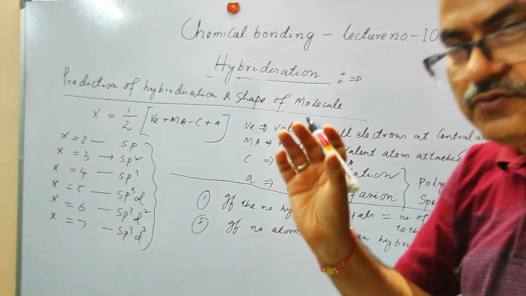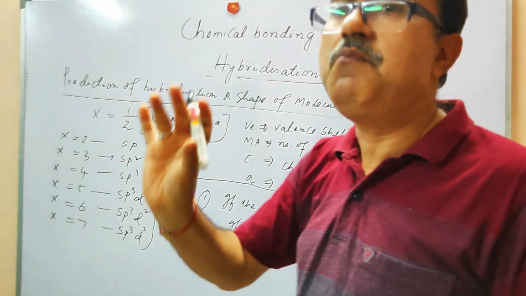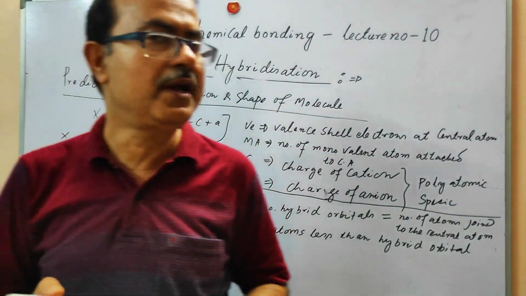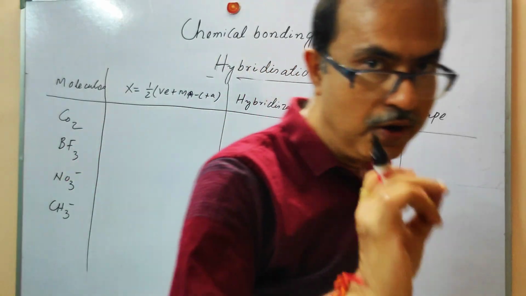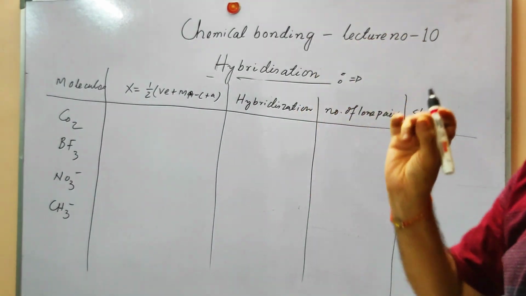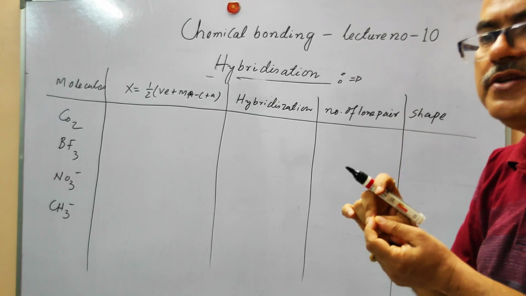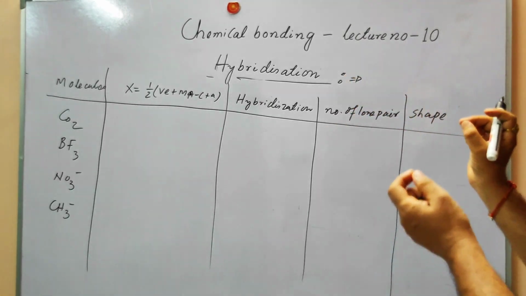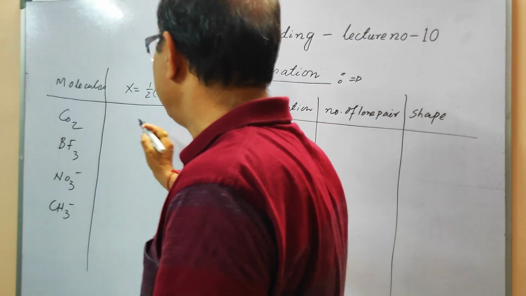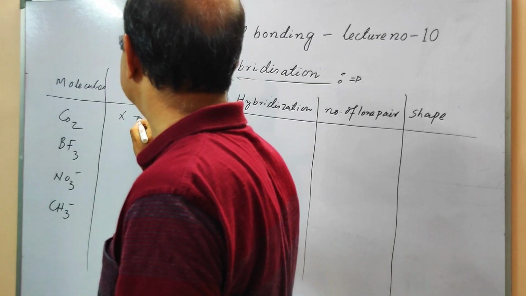So we are taking some molecules and ions to understand these two very important things and find out the hybridization. First we will understand the hybridization of the central atom, and then from this hybridization we will be able to understand the shape. For this molecule, suppose the molecule is CO2. So what will be the X?